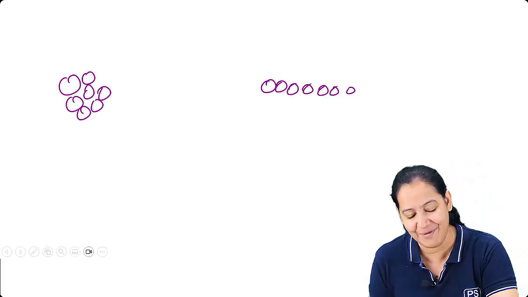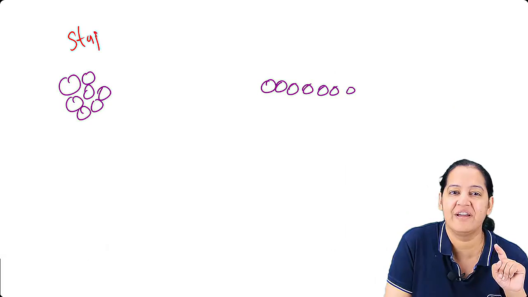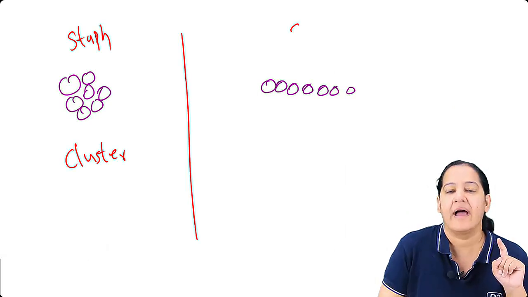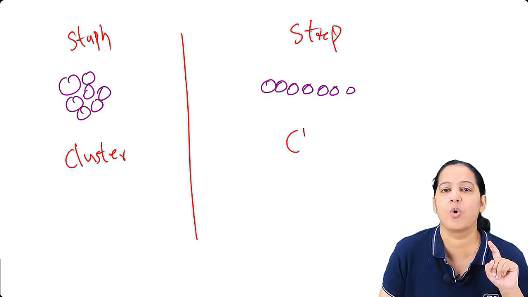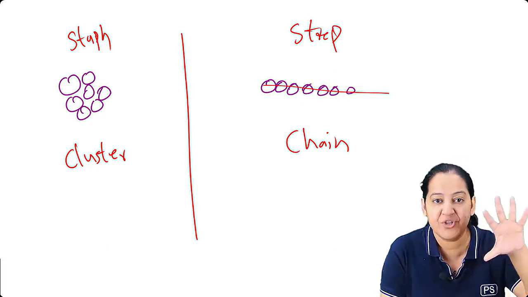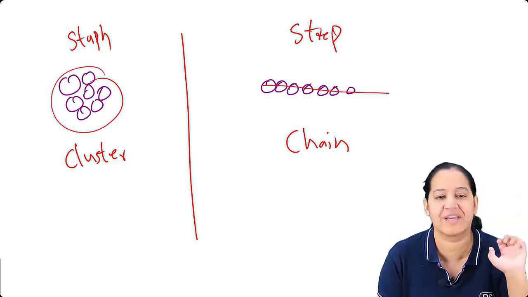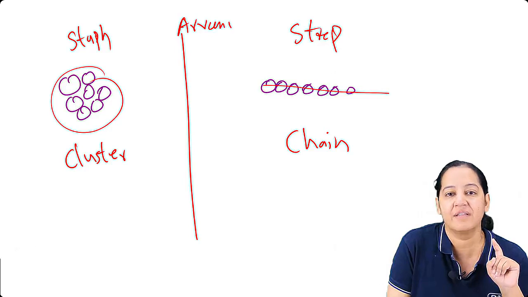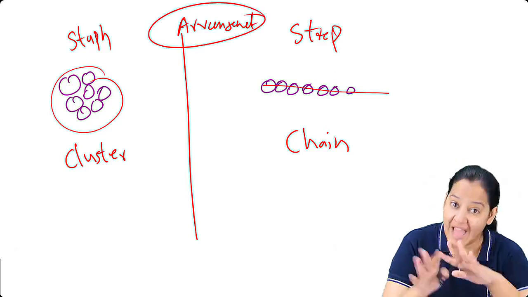See, beautiful diagram. This is staph. The staph is always in clusters. And this is strep. The strep is always in chains. Always in chains. Appreciate the chain. Appreciate the cluster of the grape. They are like a bunch of grapes. So my point is that the arrangement is different. This is known as the arrangement of the bacteria, which is different in the two.